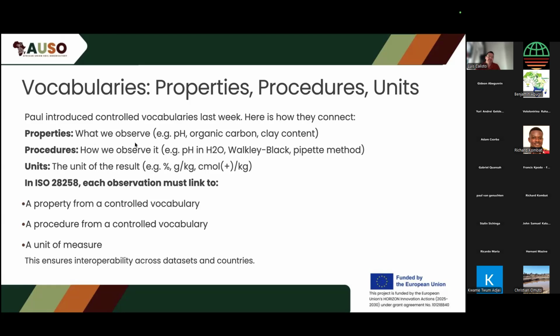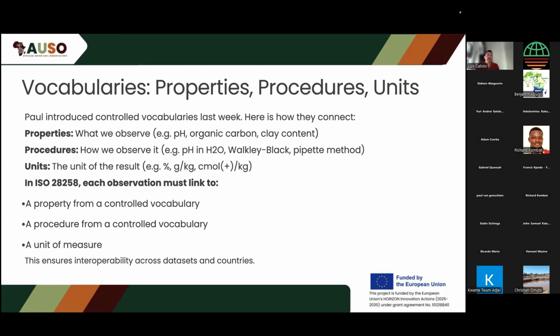So these properties are what we observe: pH, organic carbon, clay, and it's important to have these linked to one of the vocabs. If you want, I can show you this in the database because perhaps it's easier for you to see. The properties. So what is a property? pH, organic carbon, etc. Procedures. So pH measured in water, Walkley-Black, pipette method, the different procedures, and the units. Okay.